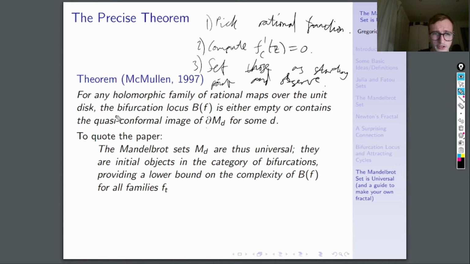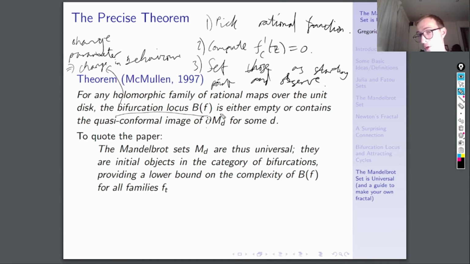So, by the way, let's just remember something. This bifurcation locus means we change the parameter. For a change in the parameter, drastic change in behavior. So that means that the Mandelbrot set always, or sorry, I should probably say the multibrot set, always occurs when we ask for a rational map for non-trivial, by the way, when the solution is non-trivial.